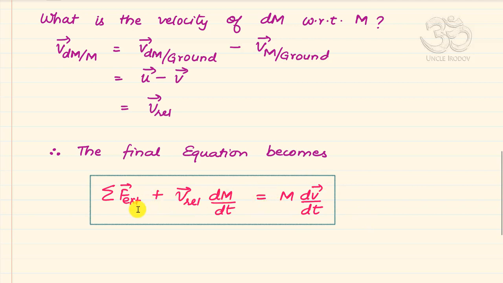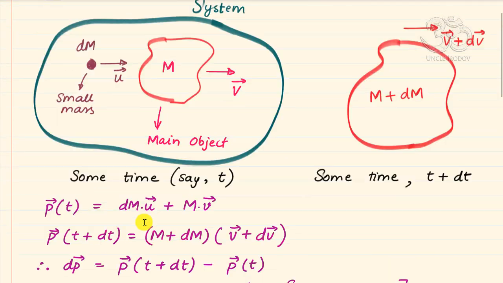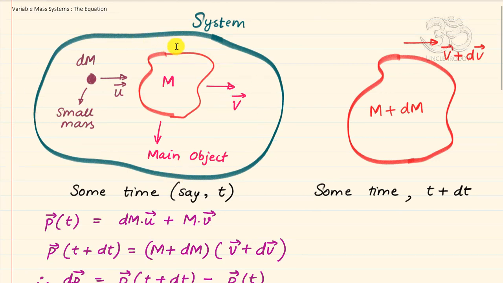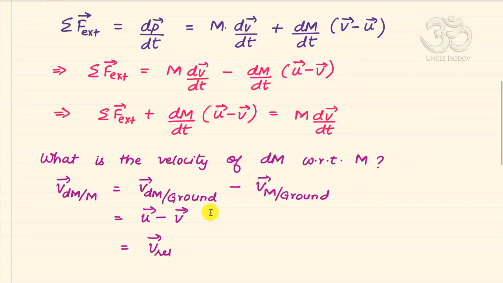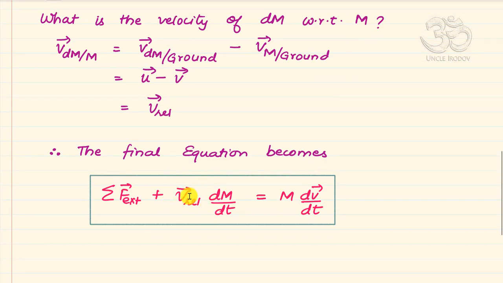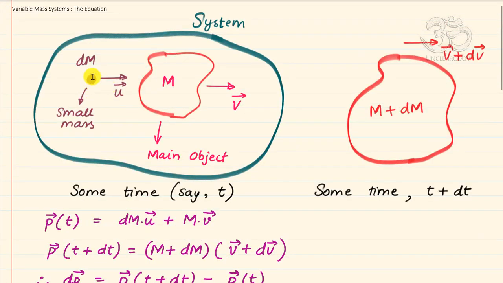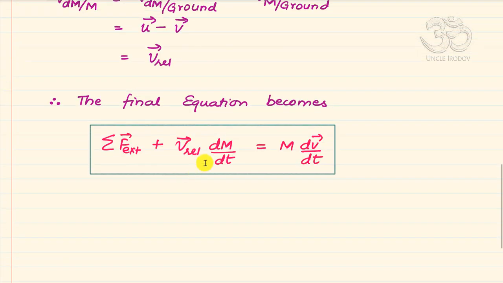So when you have a look at this equation, you should keep in mind that summation of F external is the net external force acting on this entire system. So that means I should include all the forces acting on the main object as well as all the forces acting on this dm small mass, but they should be external. That's one. Second is I should use v relative, which is the velocity of this small mass with respect to this main object, and which will be obtained as u minus v, which, because we are using vector notations, is going to be the right term to insert here in this equation.